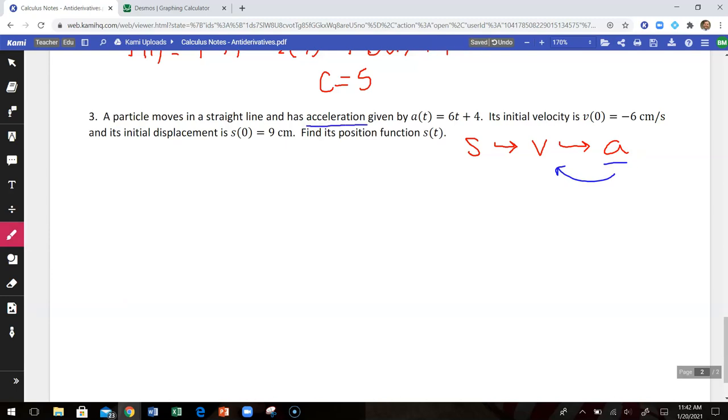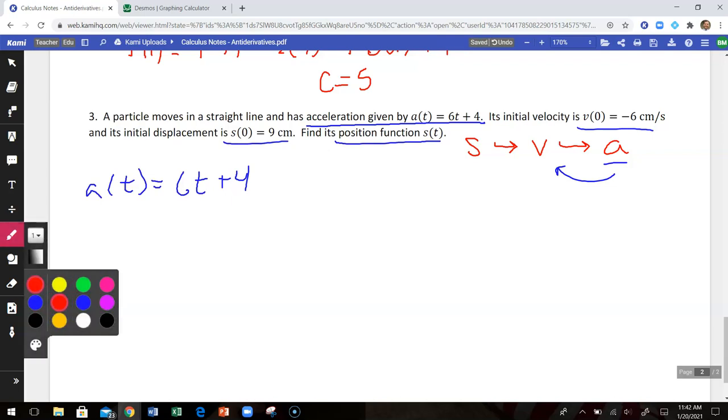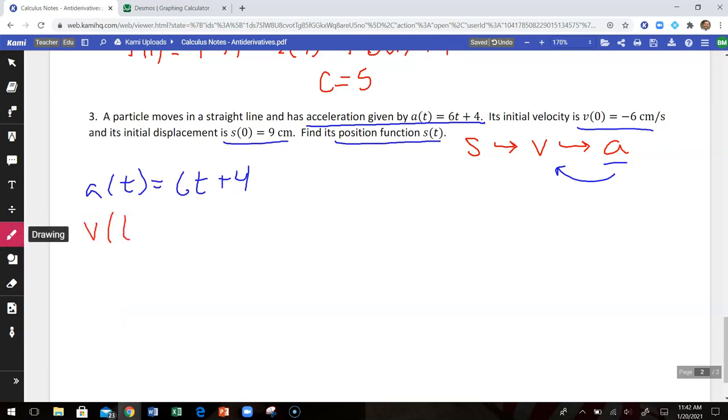So we have the acceleration function, a of t is 6t plus 4. We have the initial velocity and the initial displacement. We want to find the position function. So if I have the acceleration function, the first thing I'm going to do is do the antiderivative, and if I do the antiderivative of acceleration, that's going to take me back to velocity. So I'm going to make this a t squared, divide by the new exponent, so 6 divided by 2 is going to give me 3. Add a t to my 4, add a generic constant c.